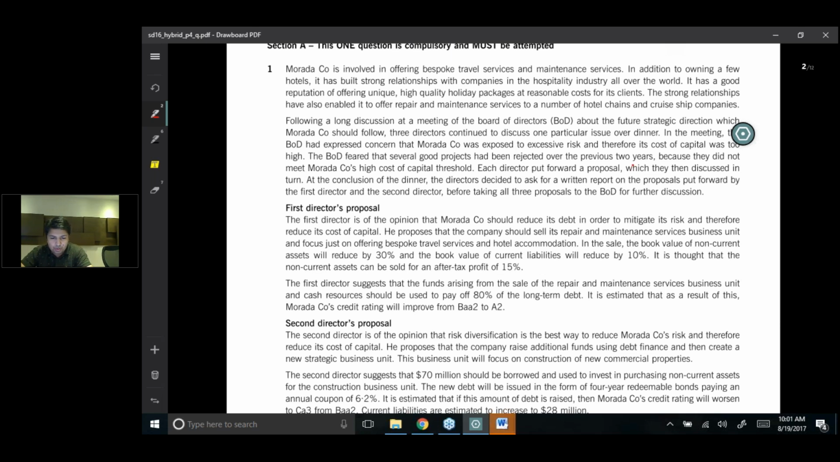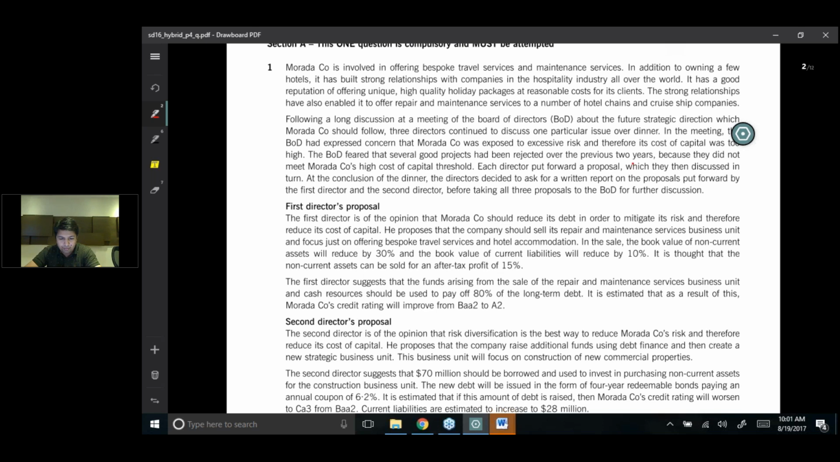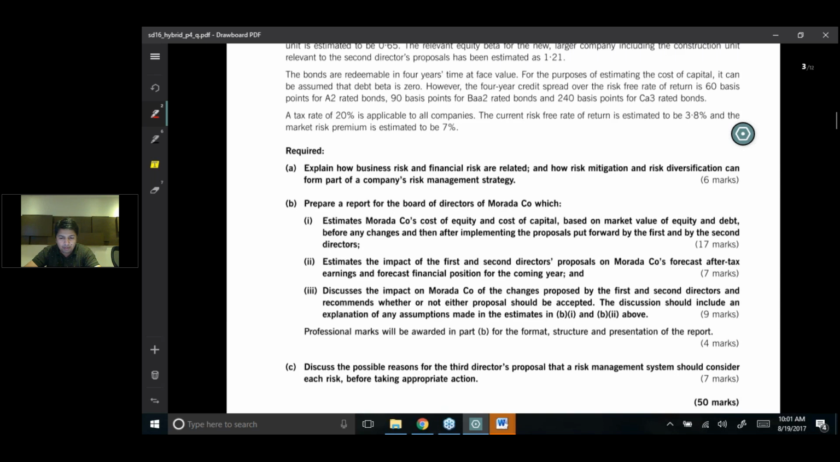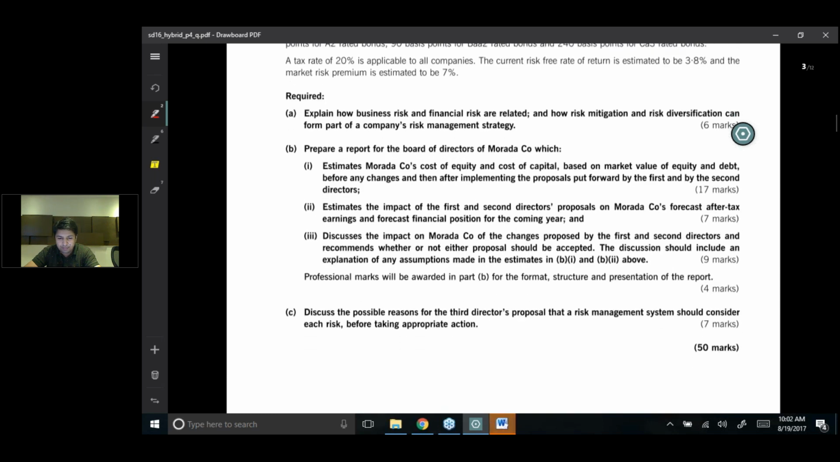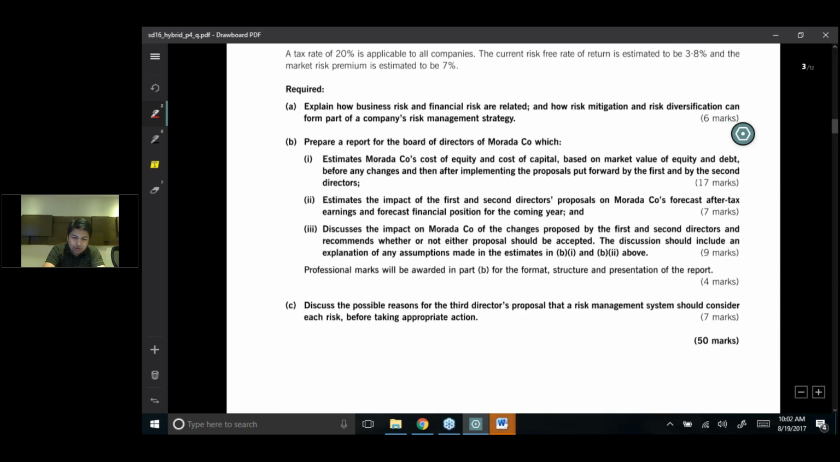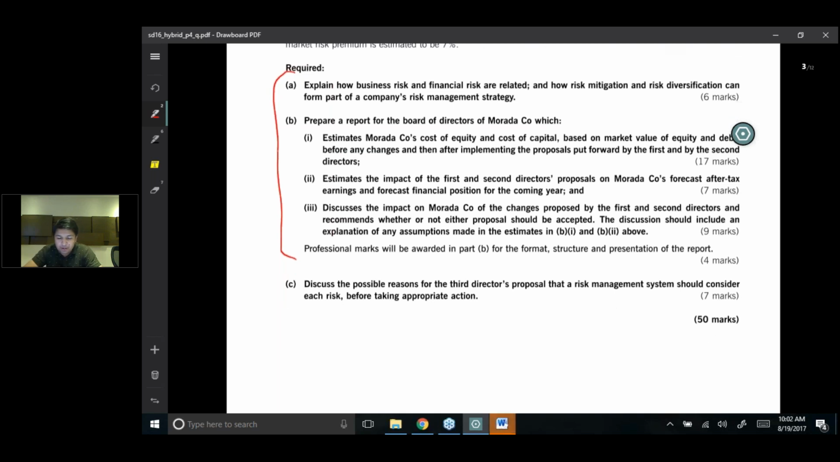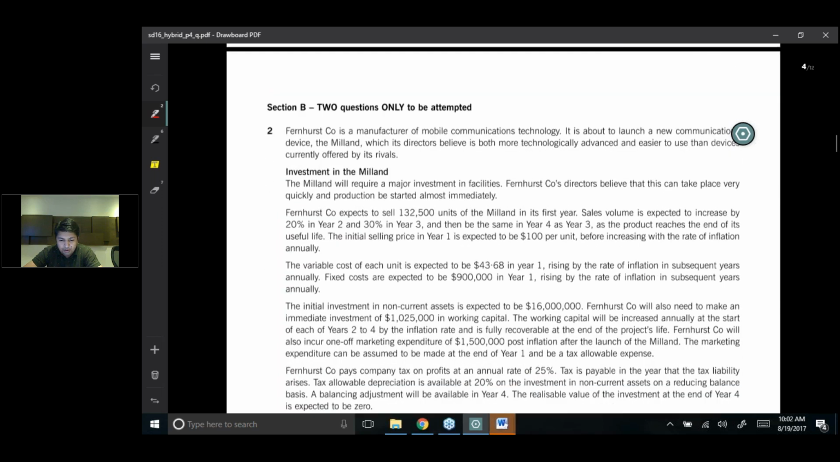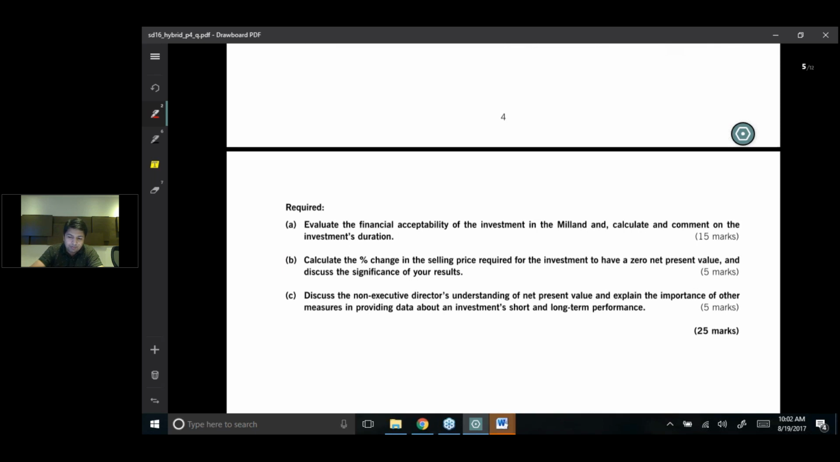And the first question is from cost of capital. So the first question is from cost of capital, business restructuring, and risk management, the general risk management theory. The second question is from investment appraisal. It's a very easy question. Simple investment appraisal.